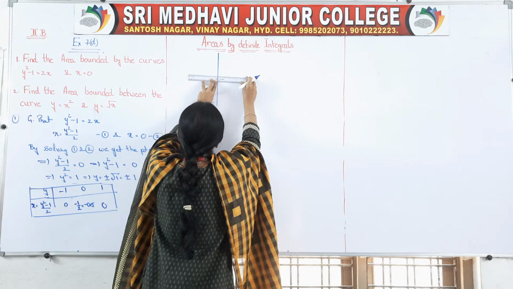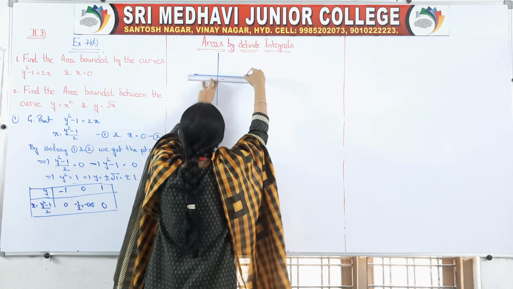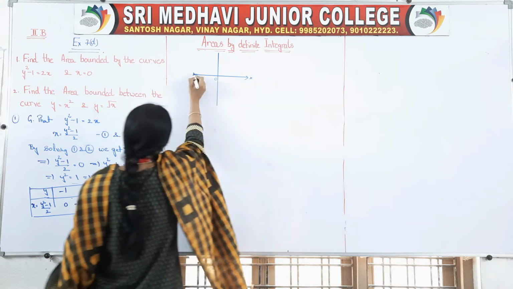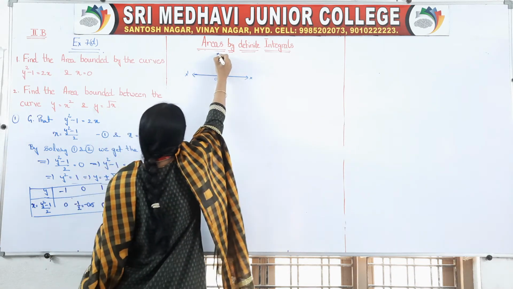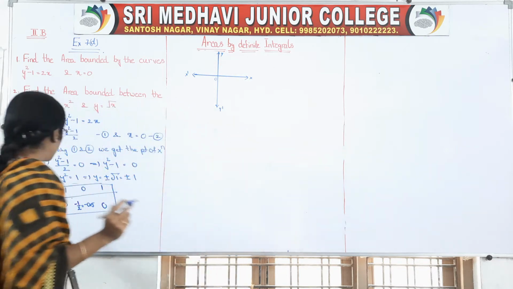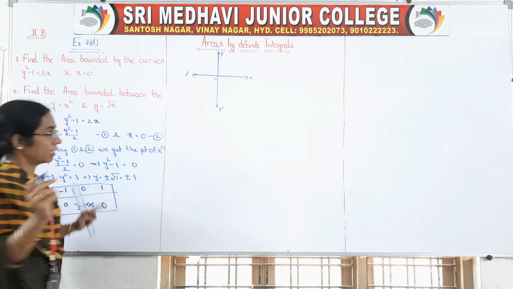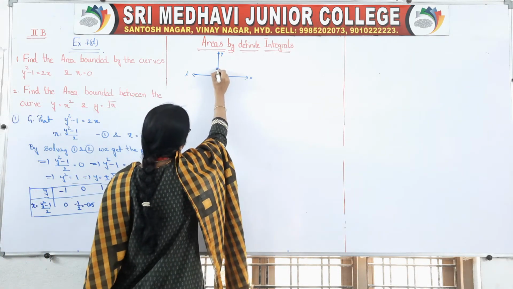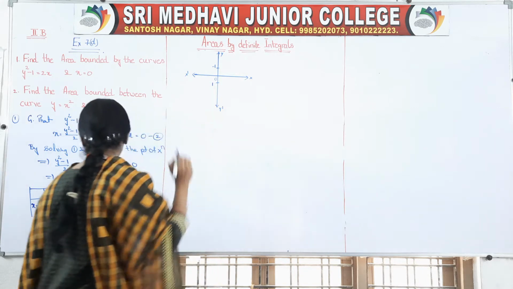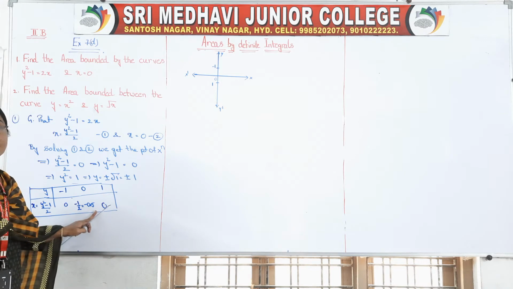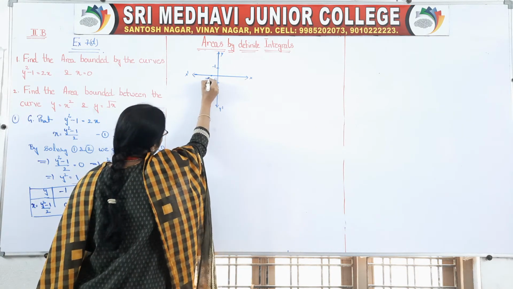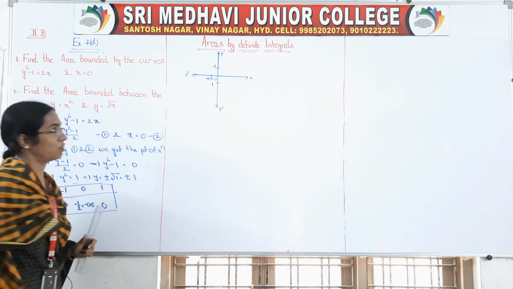On y, minus 1 and 1 are there, right? So this is your origin. You take x dash and y dash. Your values are minus 1 and 1, so you take here minus 1 and this is 1. On the x axis we have 0 and minus 0.5. So this is 0, and here suppose we have minus 0.5.